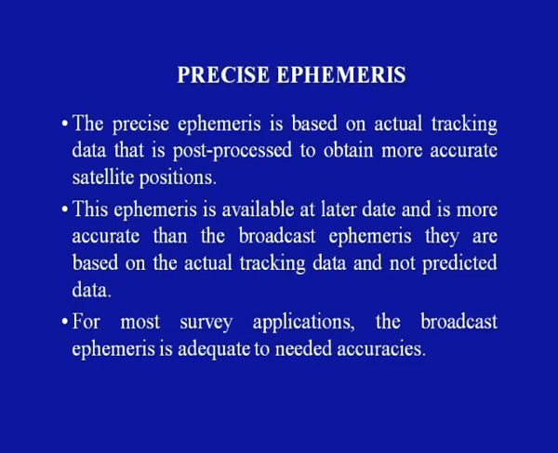The second GPS broadcast which is performed is the precise ephemeris. The precise ephemeris is based on actual tracking data that is post processed to obtain more accurate satellite position. This ephemeris is available at a later date and is more accurate than the broadcast ephemeris. They are based on the actual tracking data and not on the predicted data.